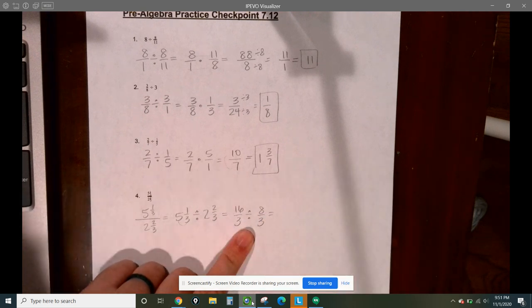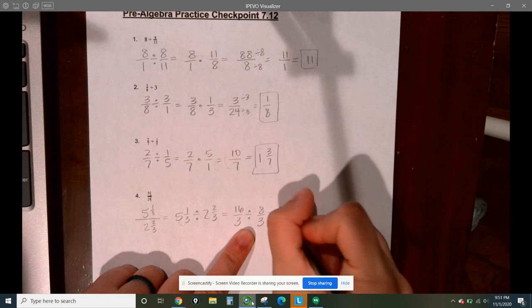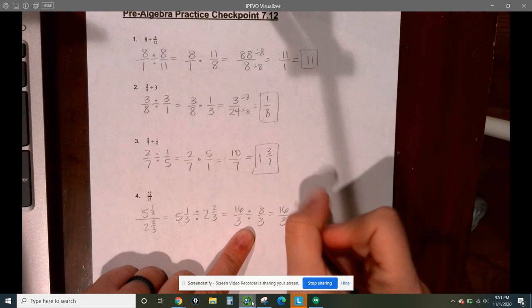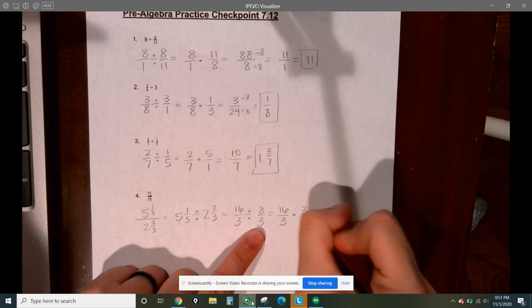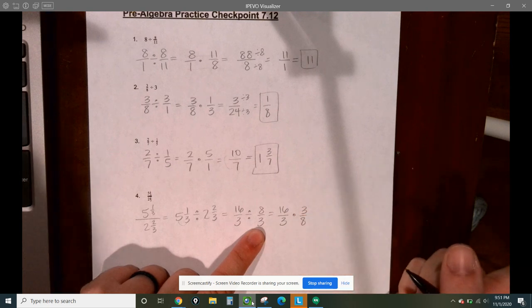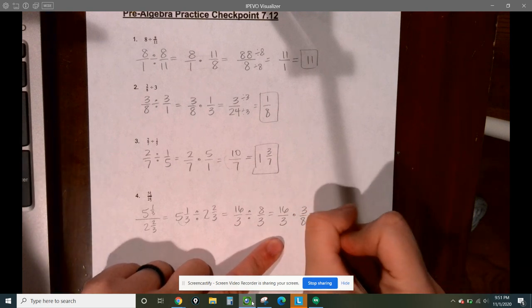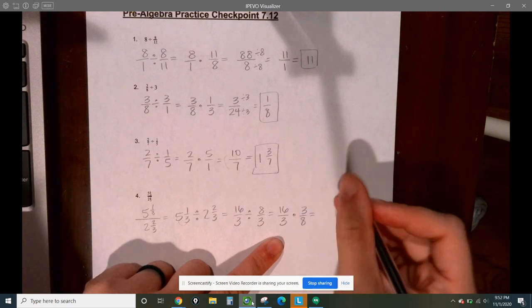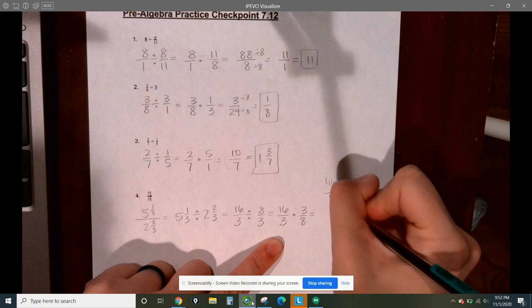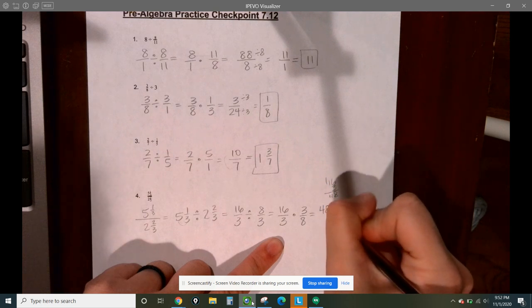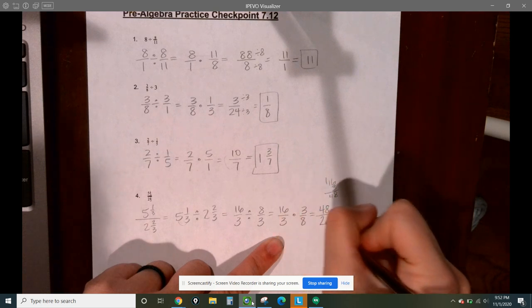So I know when I divide that I'm going to keep the first fraction the same, so 16/3, and I'm going to multiply by the reciprocal, 3/8. Flip that second fraction over. So 16 times 3, let's see, I don't know that one off the top of my head, 48. And 3 times 8 is 24.